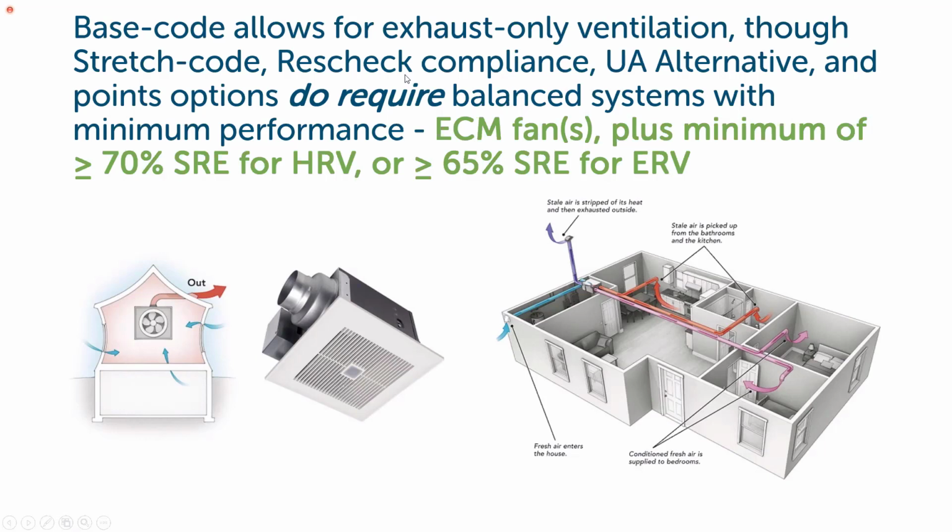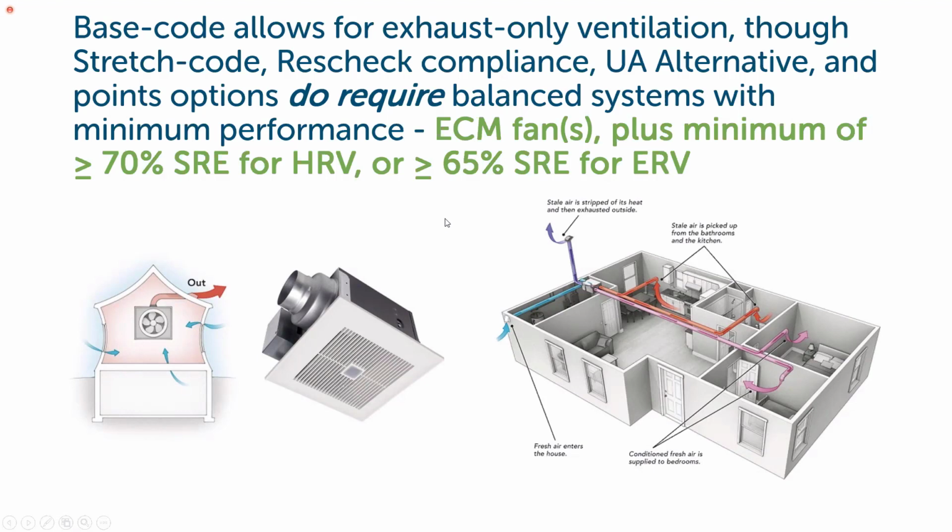If you're going to go the REScheck path rather than prescriptive, you're going to need to do balanced ventilation. If you do the UA alternative to the prescriptive R-value requirements, you're going to have to do balanced ventilation. And there are certain points options in the prescriptive points requirements that are moving in the direction of balanced ventilation. So if you can sense a theme here, we're moving in the direction of balanced ventilation, and there's a good reason for that. So we're going to touch on what those reasons may be.